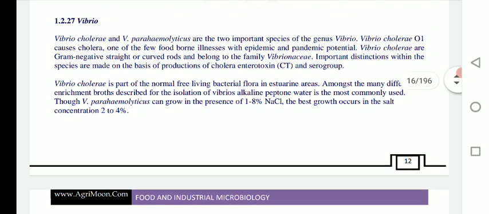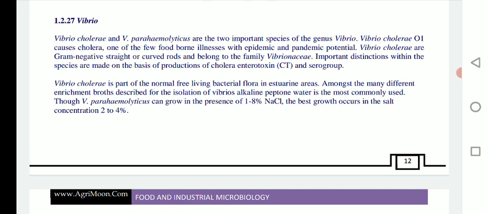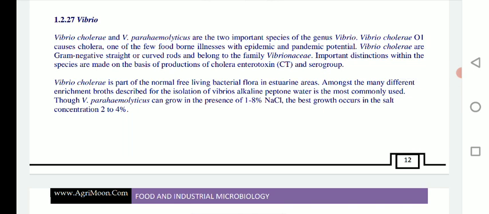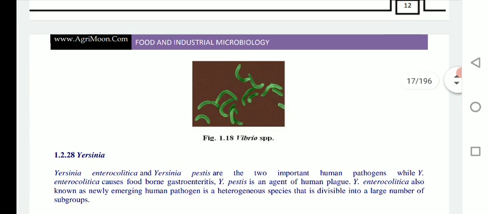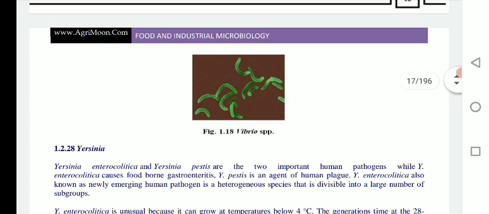So again, this is an important foodborne pathogen, a food-contaminating bacteria, that is Vibrio. So this is how Vibrio looks like, as you can see in this picture.